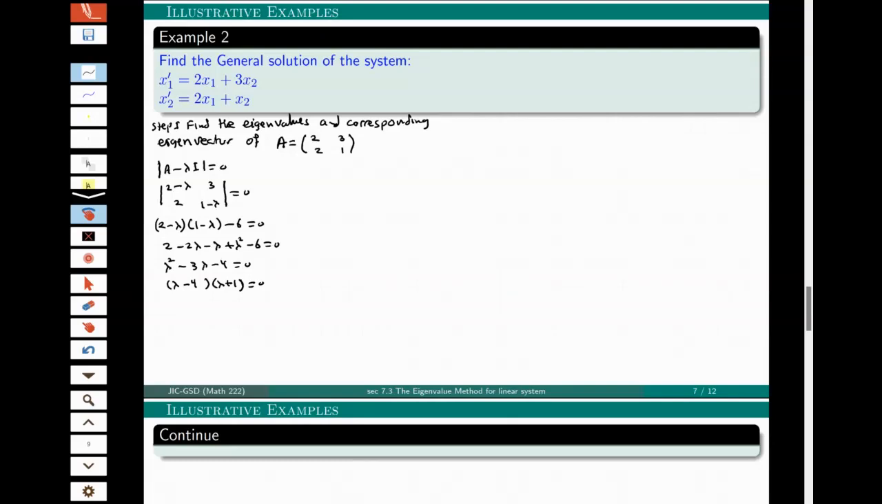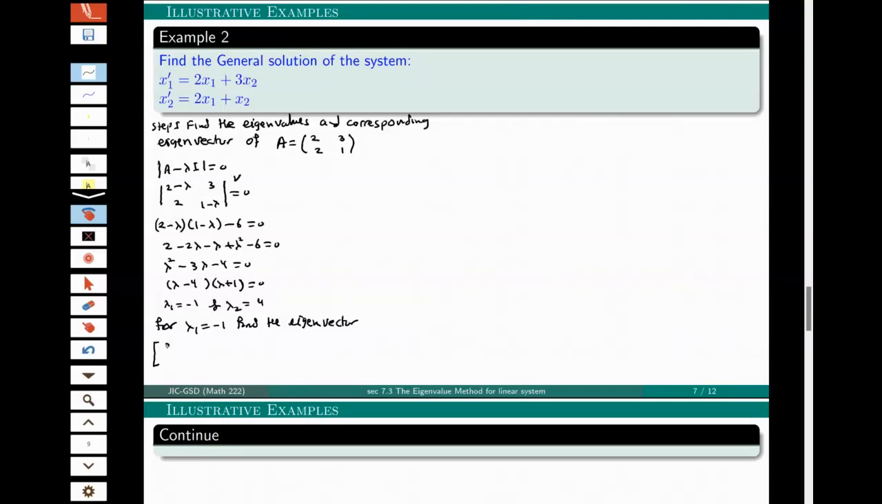Okay, so we have two eigenvalues. The first eigenvalue is lambda 1, which is equal to minus 1, and the second eigenvalue is 4. So we do the same thing now. We solve for lambda 1, which is equal to minus 1. Find the eigenvector. So I have to replace here lambda by minus 1.